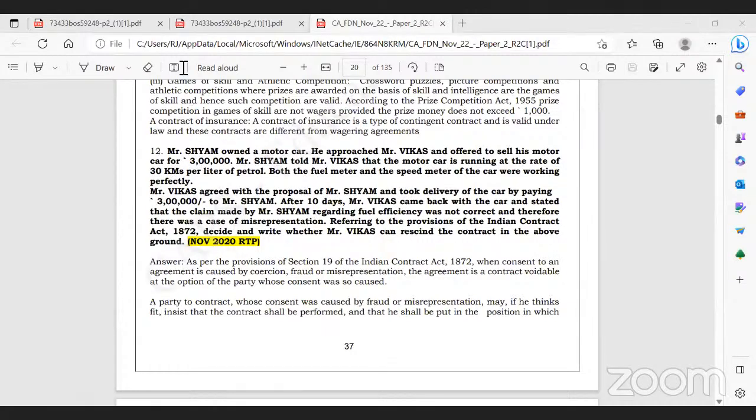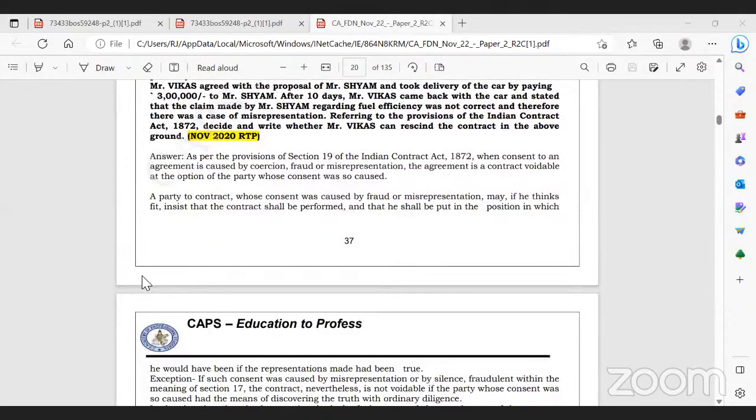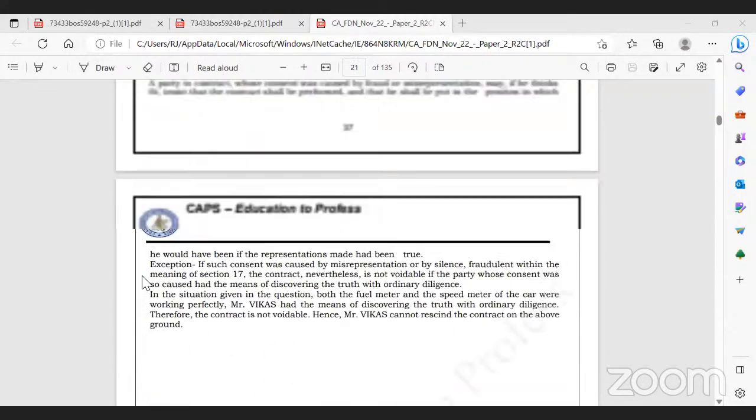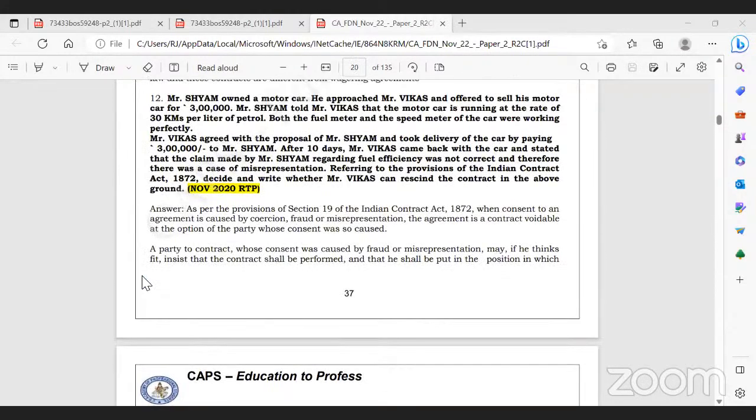See, now listen here. When we did misrepresentation, we did one exception to misrepresentation. When by ordinary diligence, the person can find out whether the person stating the fact is true or not, and even then if he buys it, then he cannot be held liable. See, they mentioned over here that the fuel meter and speedometer were working properly, right? Read that line. Yes, both the fuel meter and the speed meter of the car were working perfectly. So he should have checked up, no?